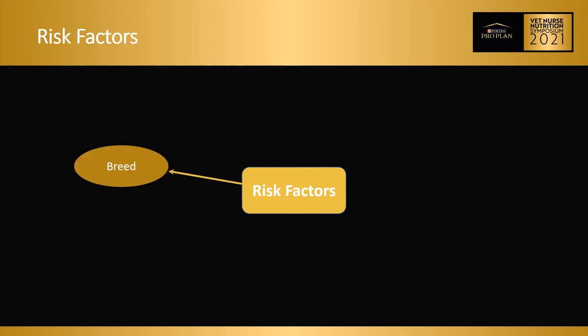So breed is our first risk factor. There are certain breeds of dogs that do appear to be at greater risk of being overweight, including our Cocker Spaniels, Dachshunds, Dalmatians, our famous Labrador Retrievers, Golden Retrievers, Shetland Sheepdogs, and also Rottweilers.